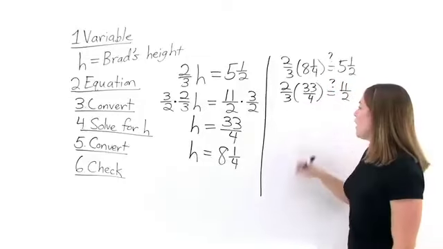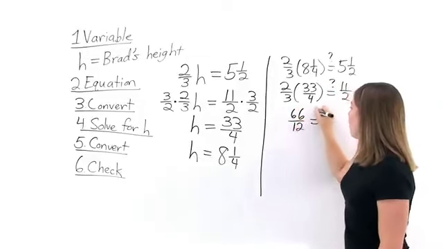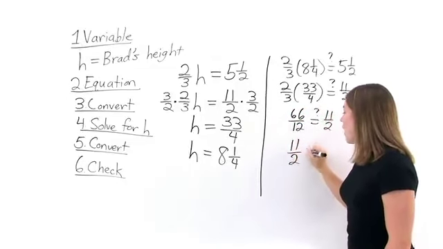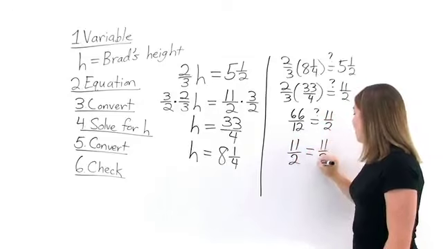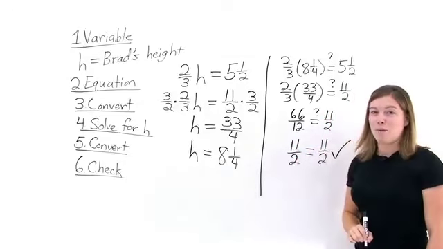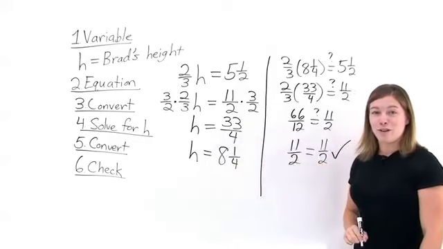Well, when we multiply the left side, we get the fraction 66/12. And if we reduce that fraction, we get the fraction 11/2. So we get a true statement. That means that we did our problem correctly, and we have an answer of h is equal to 8 1/4.